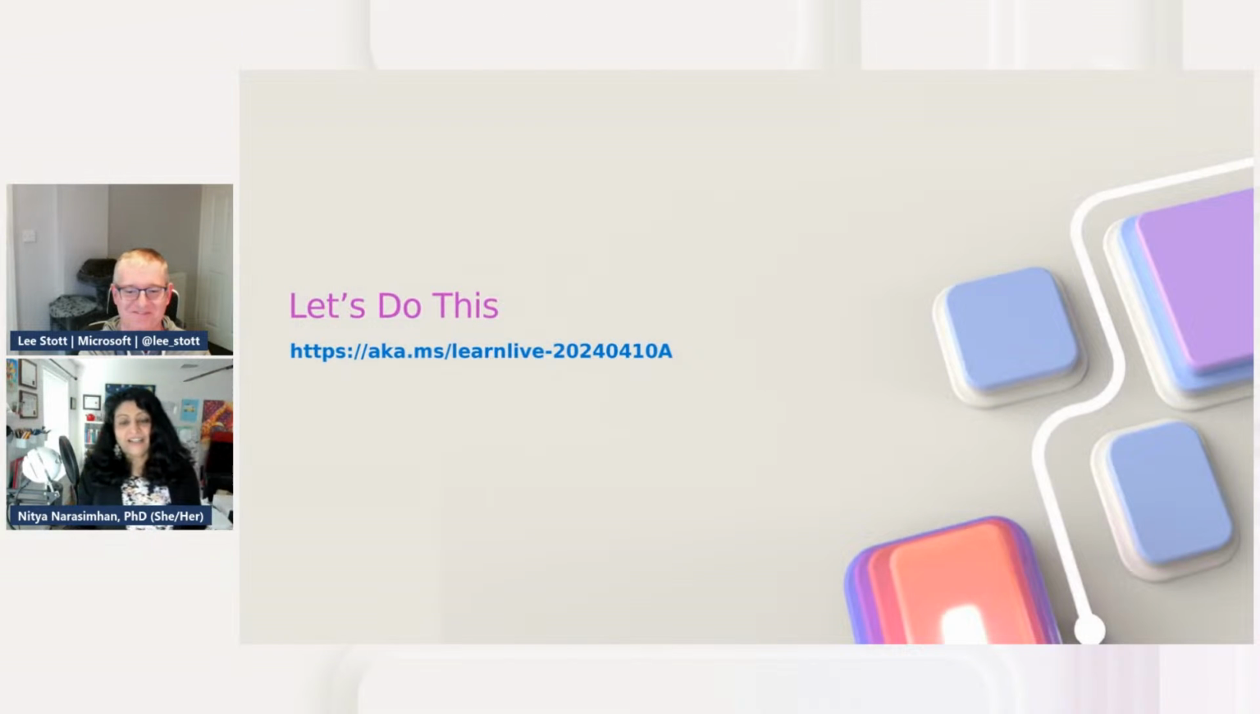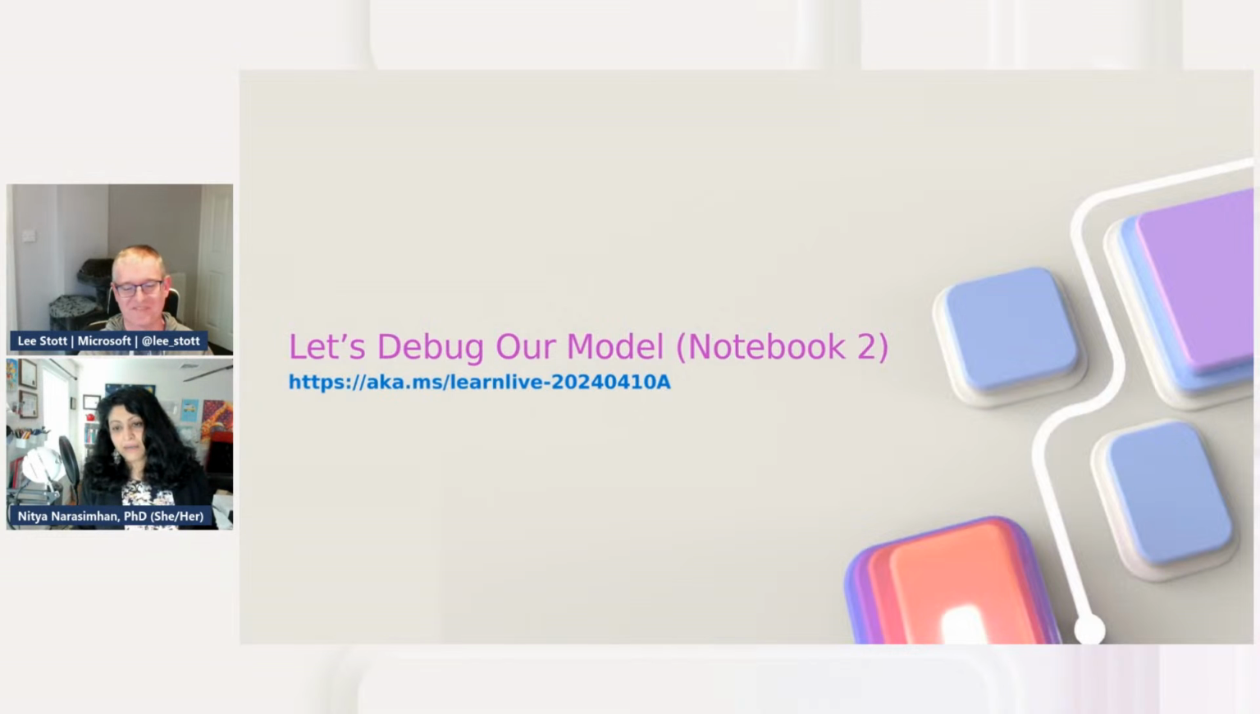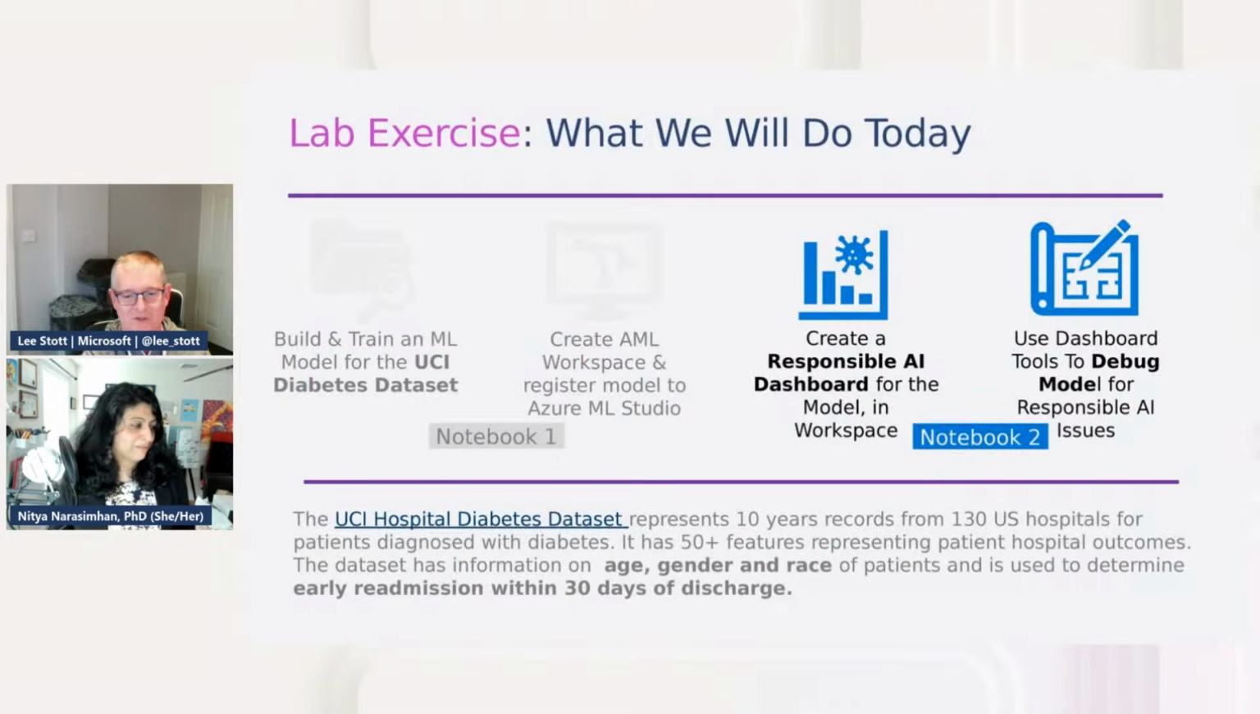Okay, thank you. So in the next section, we're going to look at the second notebook. Lee already showed you how you can load a notebook into Visual Studio Code. So you're going to look for the second notebook. And that notebook, I believe, will be Notebook 2. And what you're going to do in there is two things. First, you are going to create a responsible AI dashboard. And in this case, we will actually step through the code a little bit to explain what's happening.